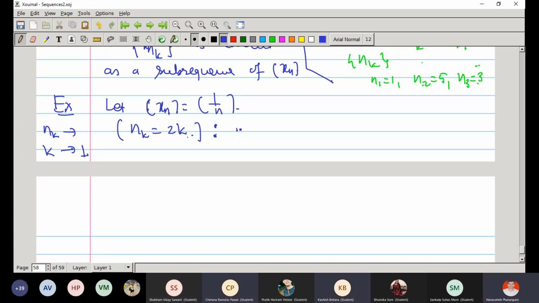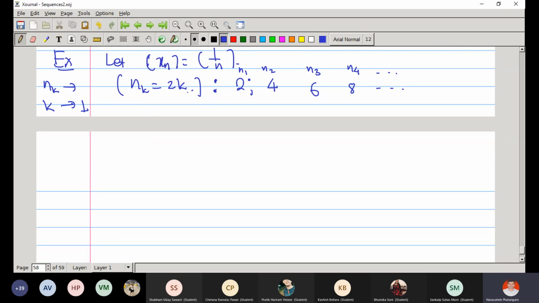2. Right. k is equal to 2. What is n2? 4. Right. So this is actually n1, n2. What is n3? That means k is equal to 3. 6. Right. What is n4? That means fourth. 8, and so on. Now you understand the meaning of nk. Therefore, first is 2, second is 4, third is 6, and fourth is 8.